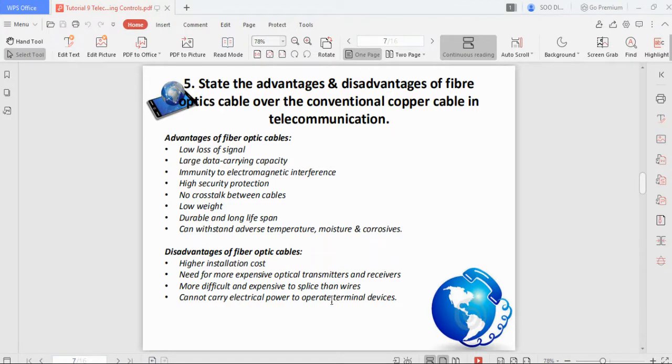And then lastly, because fiber optic is glass, it's not designed to carry electrical power. So you will not be able to power your terminal device or your receiver device with the fiber optic. So you will not be able to use it if there's wartime. Basically, this means it is good in the city, but if you were to try to use it in the jungle, then it's not so convenient and not so advantageous.